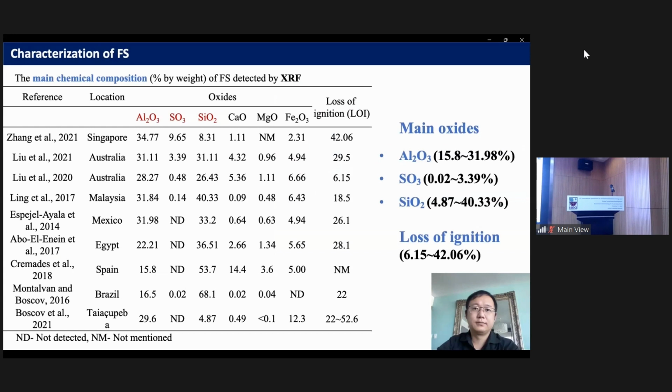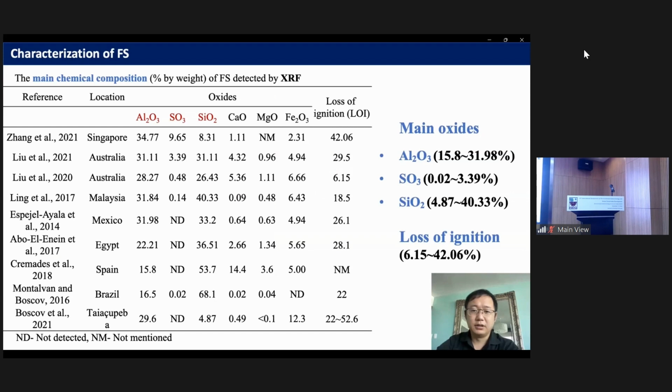In the second part, I will show you the characterization of FS. I have done a literature review of the chemical composition of FS. This table shows the main oxides detected by XRF from different studies in different countries. We can find that the quantities of the oxides are quite different, but the main types of oxides are similar. They are aluminum trioxide and sulfur trioxide.